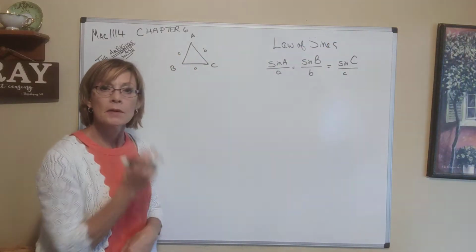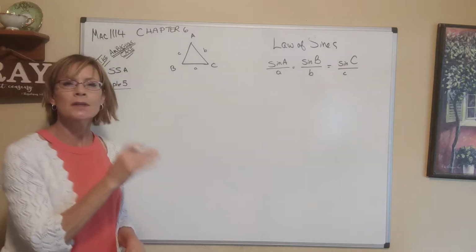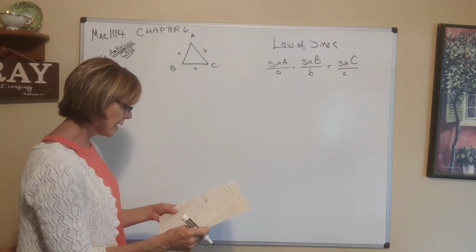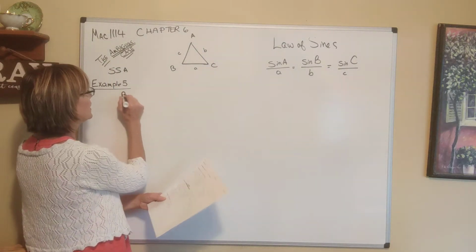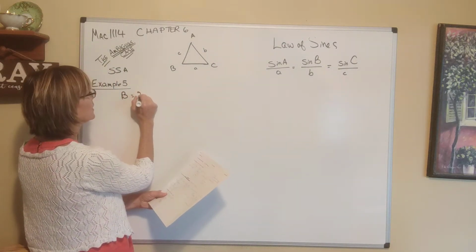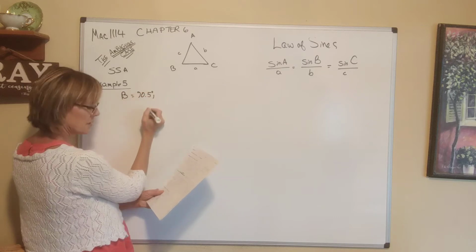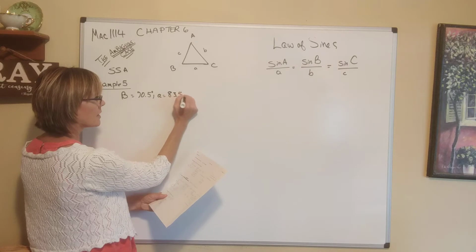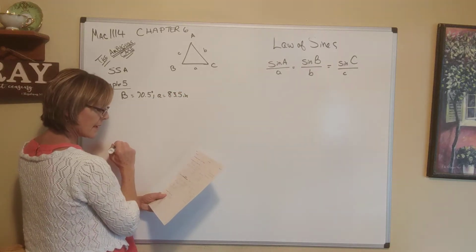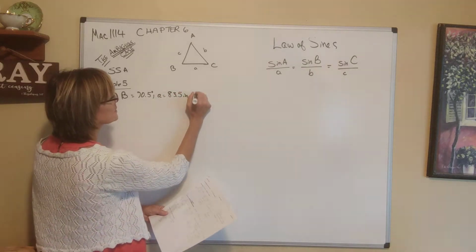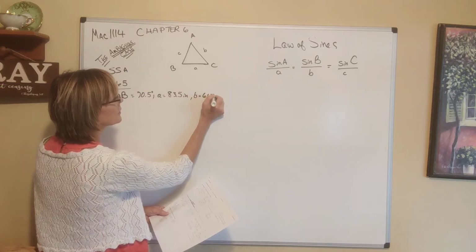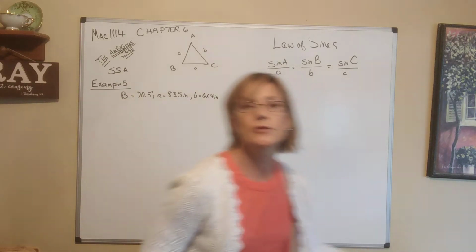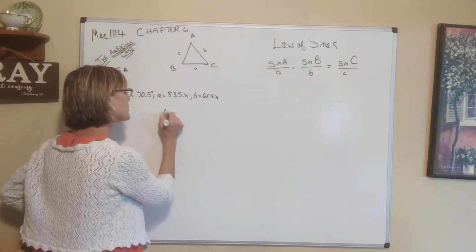This is another ambiguous case. I've skipped example 4, we're coming back to it. This is example 5, let's check this one off real quick. It tells us that B is equal to 70.5 degrees, A is 83.5 inches, and that B is 61.4 inches.